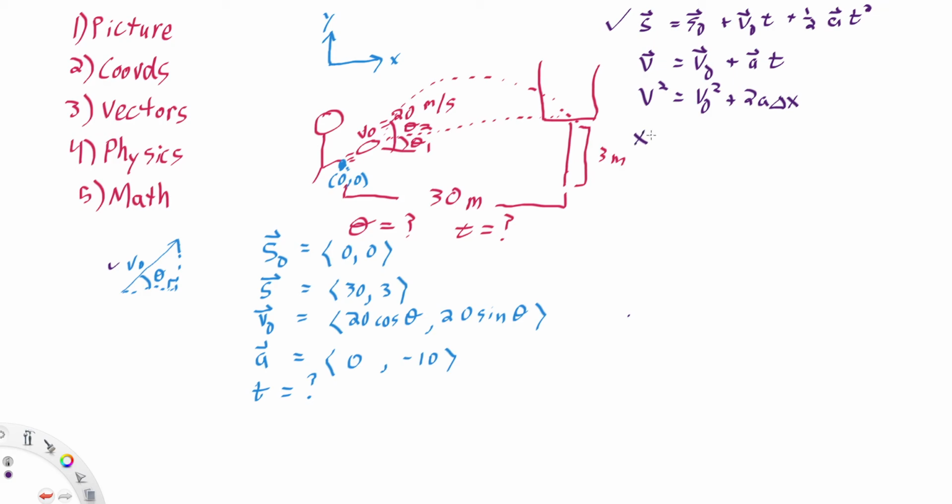So in the x direction, we can write down 30, that's our final position, equals our initial position in the x direction, which is 0, plus our initial velocity times time, so 20 cosine theta t, plus 1/2 a t squared, but our acceleration in the x direction is 0. So we just have 30 equals 20 cosine theta t.